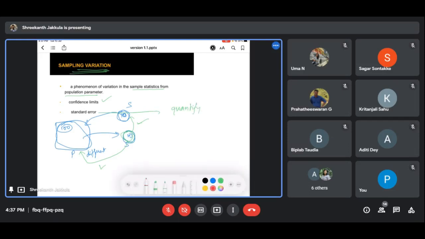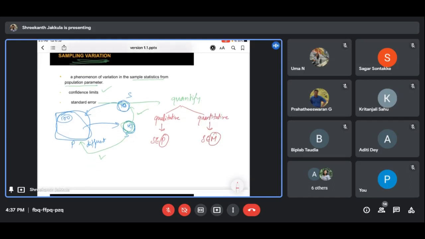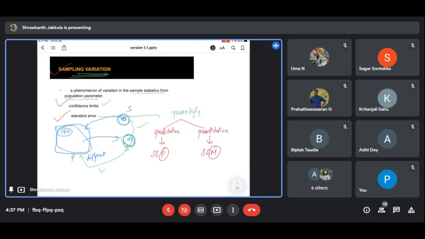Finally I will give some clue for quantifying error. If it is a qualitative measure, we have to go for standard error of proportion. If it is a quantitative measure, then we will go for mean, standard error of mean. So this is the small thing which I have said before starting inferential statistics. These are the three words you have to know the difference: what is sampling variation, what is confidence limit, and what are standard errors, and how will you quantify.